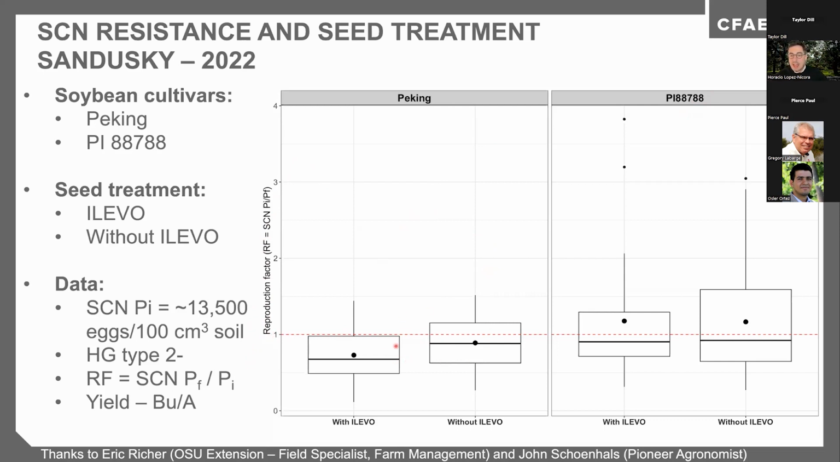So the result here is that plants with Peking source of resistance, on average, reduce the population of soybean cyst nematode at the end of the season. Whereas those with PI 88788, on average, allowed for a reproduction factor above 1 at the end of the season. It was not able to manage or reduce the increase of soybean cyst nematode in that field. We statistically did not detect a significant decrease in population due to seed treatment for this field trial.